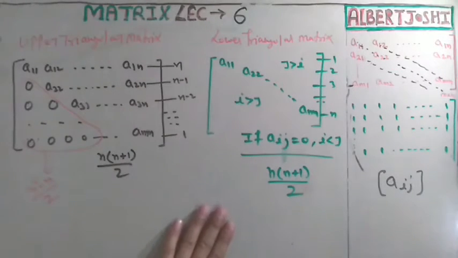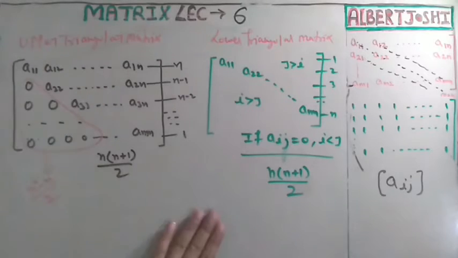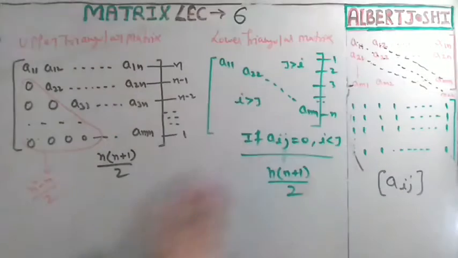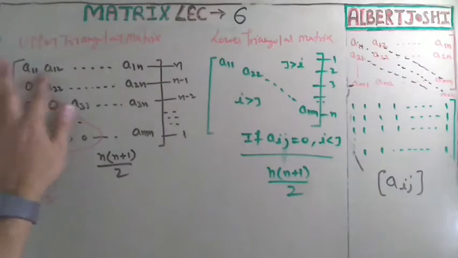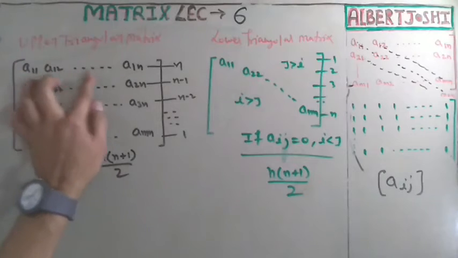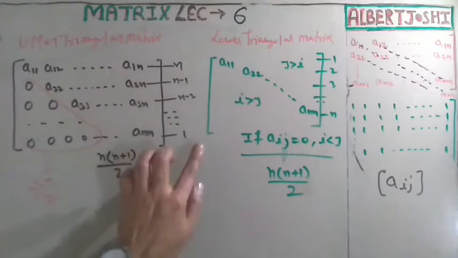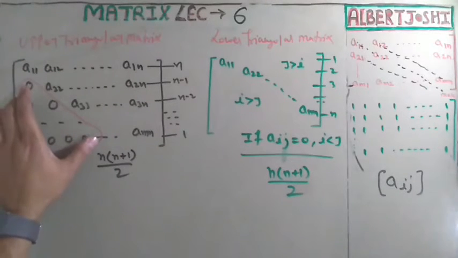Okay, so now, the upper triangular matrix. What is an upper triangular matrix? What is a lower triangular matrix? You can see that here we have written A11, A12, and so on up to A1n. These are the elements, but the remaining elements are 0.